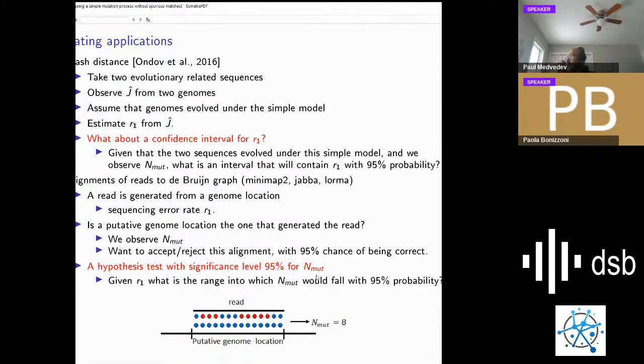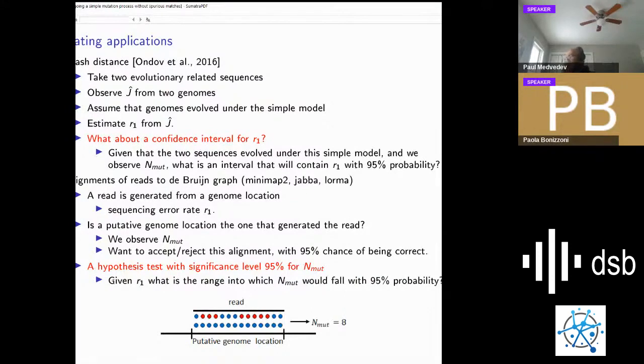And what it does at that location is look at how many kmers don't match, and that becomes n-mute. Well, yeah, so in this case 8. And we want to accept or reject this alignment with 95% chance of being correct. And in statistical terminology, what we want here is a hypothesis test with significance level 95% for n-mute.